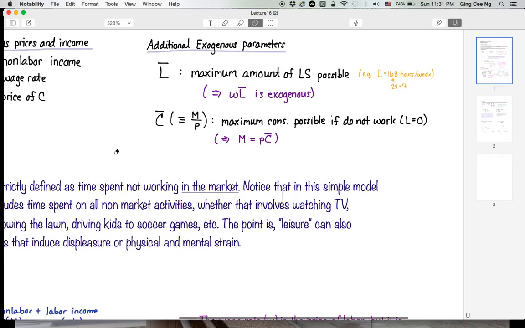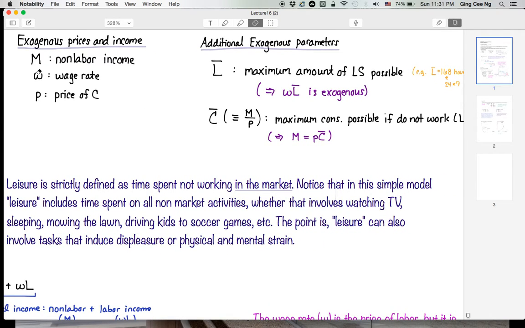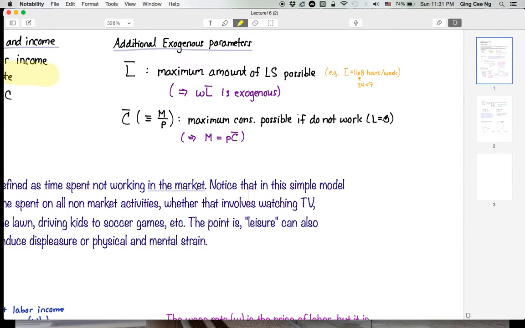And similarly, you can also define another variable, C bar, as being M over P. What's M again? M was your non-labor income here. And if you were to spend all your income on consumption goods, M over P is kind of like your y-intercept, right? That's the maximum consumption possible if you didn't work. So that's C bar.